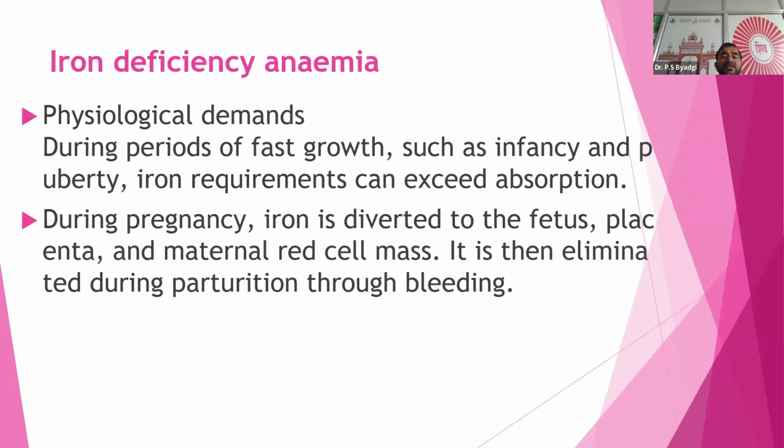Iron deficiency anemia is commonly seen in physiological conditions also, like during the phase of fast growth, in infancy and puberty, where iron requirements can exceed the absorption. So iron deficiency can develop in these conditions. In pregnancy, the iron is diverted to the fetus, placenta, and the maternal red cell mass, and then it is eliminated during parturition through the bleeding.